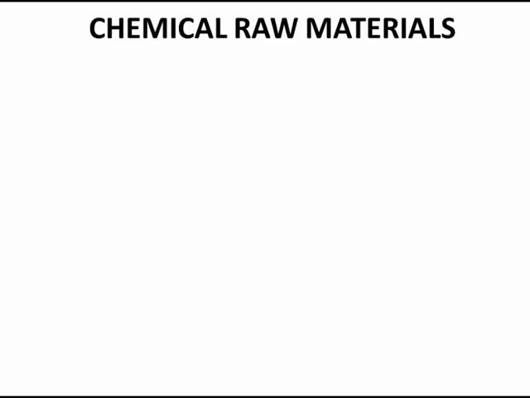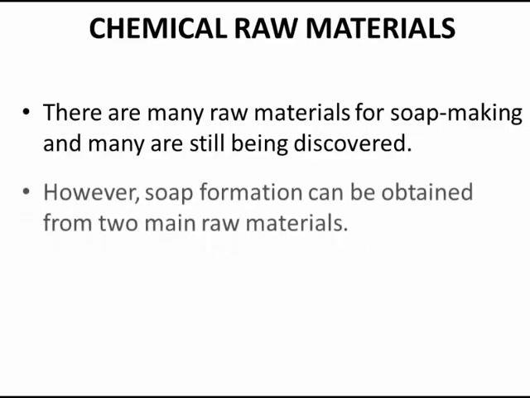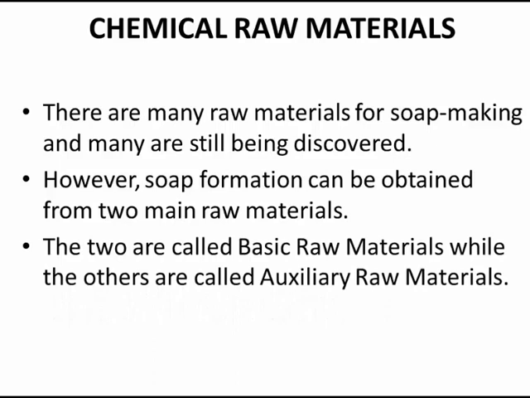Chemical raw materials. What are the chemical raw materials that are needed in making of soap? There are many raw materials for soap making and many are still being discovered. However, soap formation can be obtained from two main raw materials. These two raw materials must be present before you can say a soap is formed. The two are basic raw materials, while the other ones are called auxiliary raw materials.